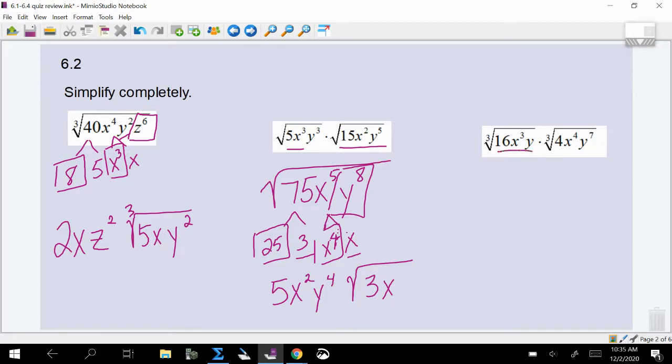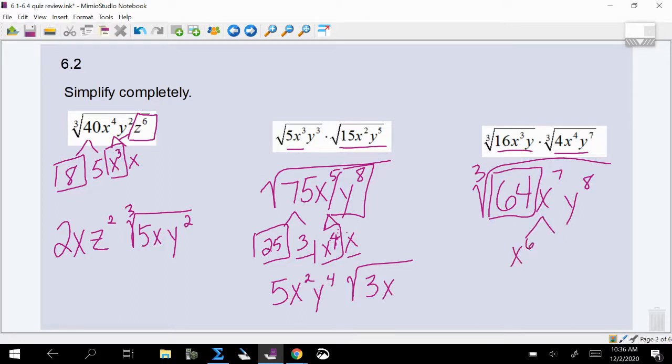Next one is the same idea, but it's a cube root. So first I'm going to multiply together first. So 16 times 4 is 64. And then I'm going to add my exponents of x. I'm going to add my exponents of y. And the whole thing is now being cube rooted. 64 is a perfect cube, so I do not need to break it down if it's perfect. I'm just going to put a box around it to remind me that.